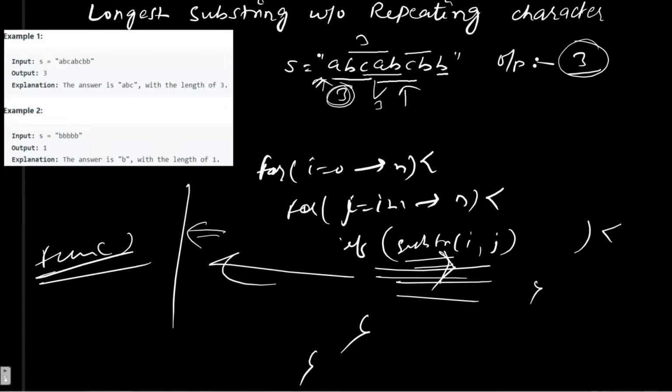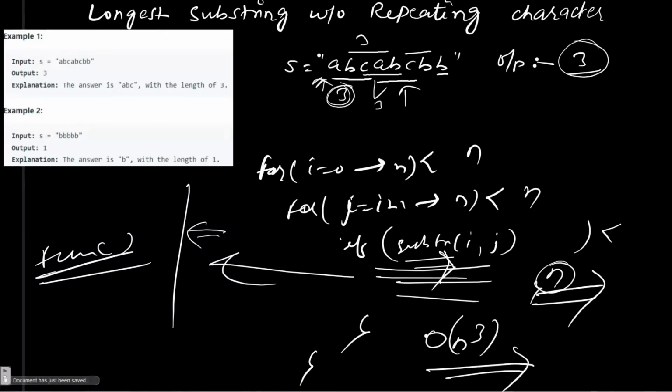Again, we can see that there is n time for this loop, n time for this loop, and again n time for this check. So for this approach, our runtime complexity is going to be n cubed. Obviously this is not the optimized one, and we don't have to use it. If we use this, we are going to get a TLE, that is time limit exceeded. So how can we solve this?